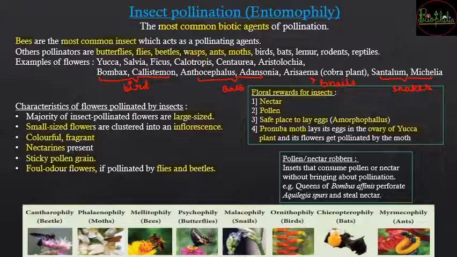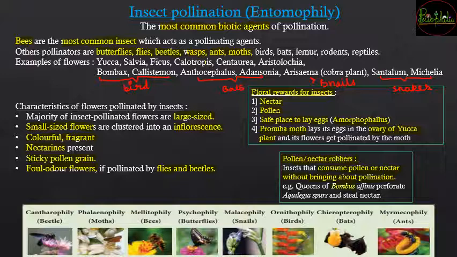अब एक टॉपिक आता है that is pollen और nectar robbers. अब कई बार क्या होता है, some insects instead of pollinating, they just consume the pollen or the nectar that is provided as floral rewards. वो बिना pollination के ही they go away and they consume that pollen or nectar. So if pollen or nectar is being consumed without bringing pollination, then they would be called pollen or nectar robbers. So pollen or nectar robbers का title किसको दिया जाता है?